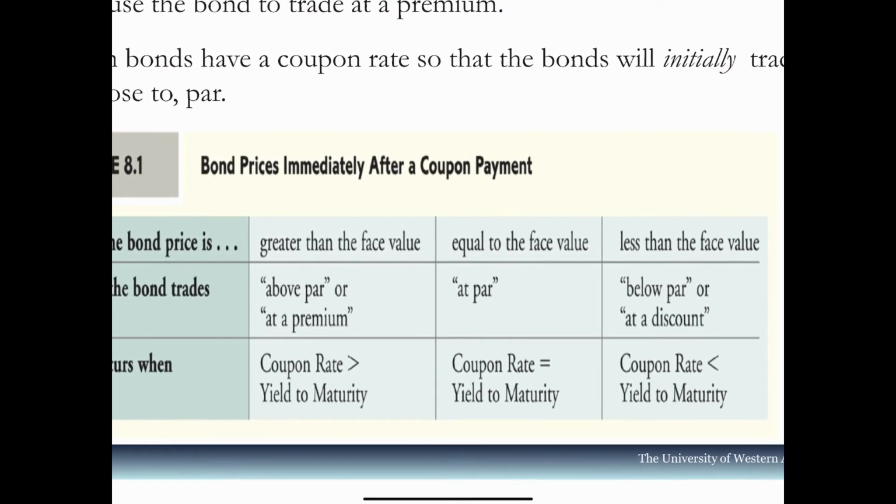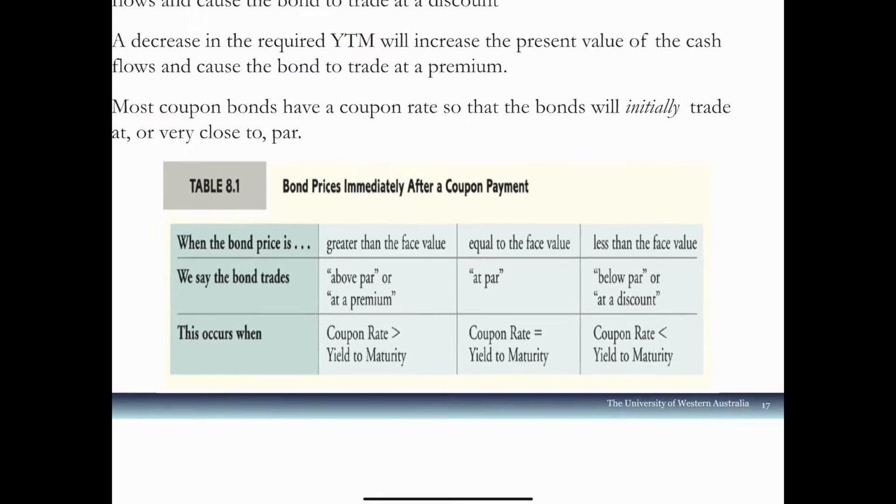When the bond price is less than the face value, we say that it's trading below par or at a discount, and this is where the yield to maturity, what you demand from the borrower, is greater than what they pay you back on a periodic basis, right?